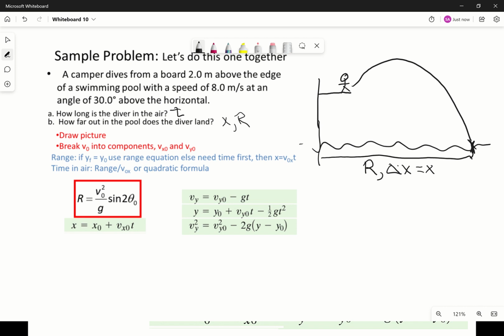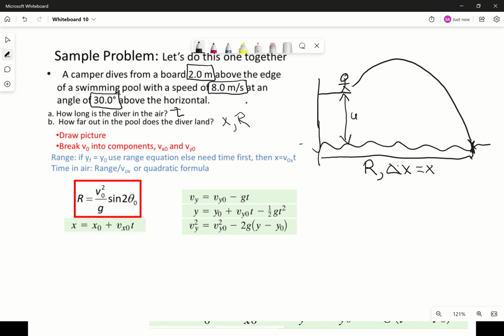And what else do we know? So now we're going to do, remember, gather and organize. We're going to read the problem, and everywhere there's a number in the problem, that tells me something that I know. So he dives from a board that's 2.0 meters above the edge of the swimming pool. So what's that? Well, that is how high he is initially.